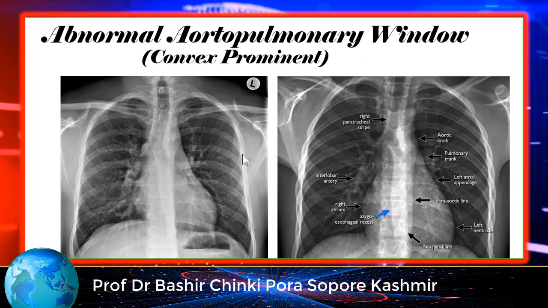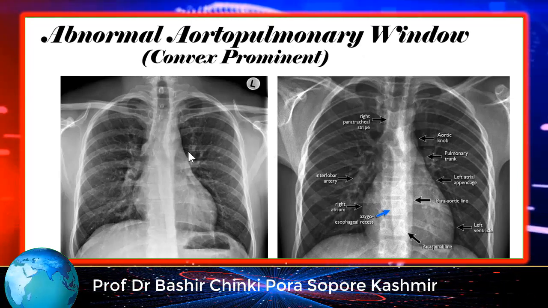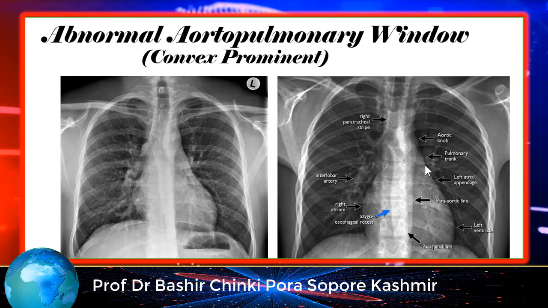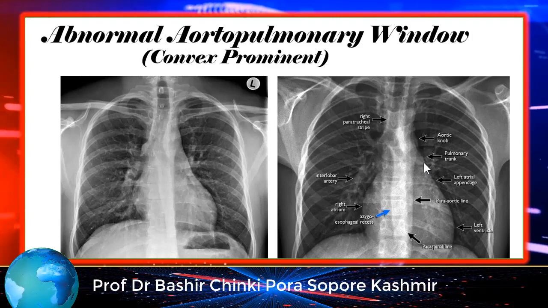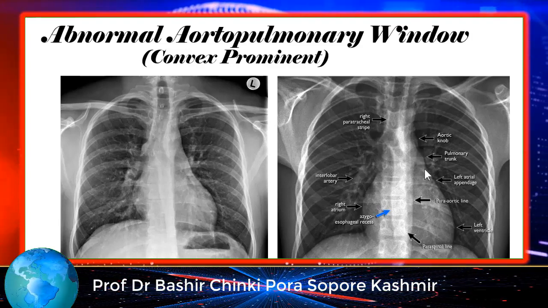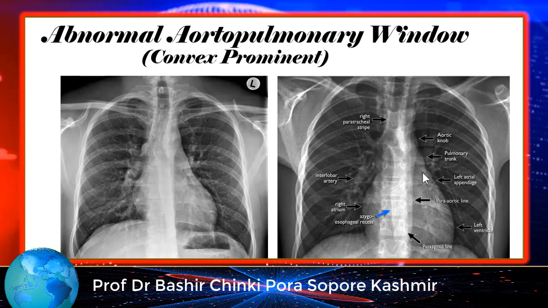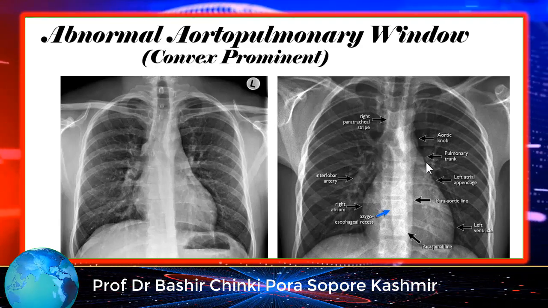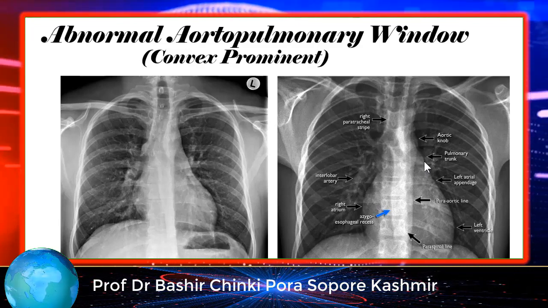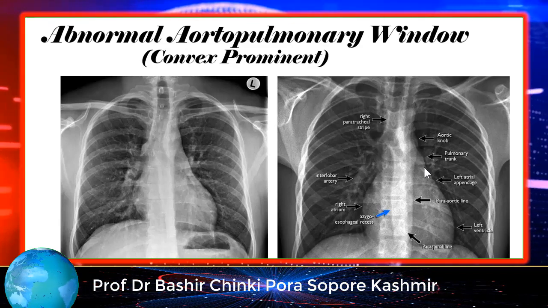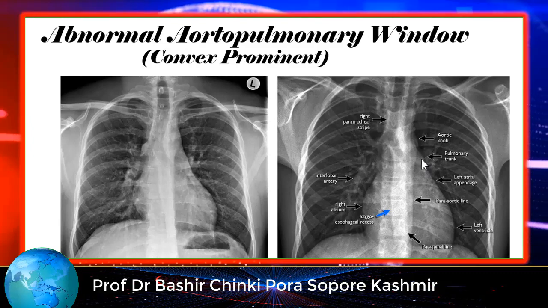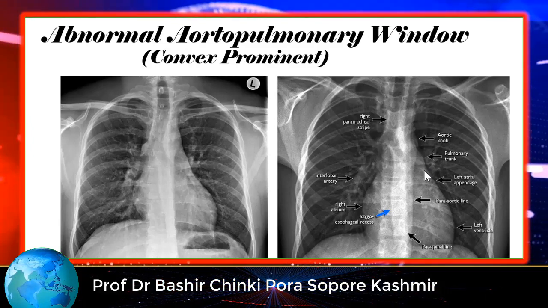Now, if you see here, as I said, the aortopulmonary window should be concave, but here we don't see any concavity. We rather see convexity. So that means the pulmonary artery is either dilated or there is an aneurysm in the pulmonary artery. Most commonly it happens due to pulmonary hypertension, in which the pulmonary artery gets dilated.